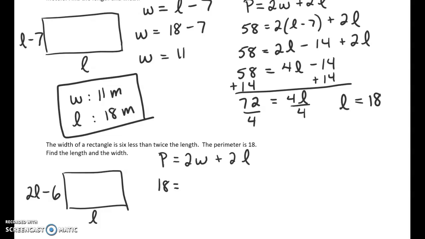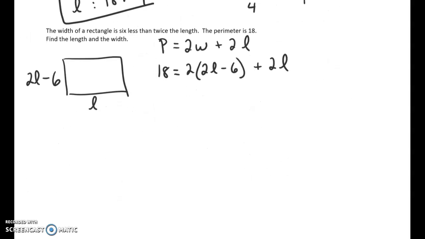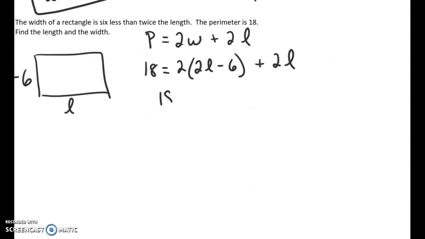18 for the perimeter. Twice the width, which is 2L minus 6. That's 6 less than twice the length. Okay, plus another 2L. And now we're going to distribute, and we'll be off to the races to solve this rectangle. 18 equals 4L minus 12 plus 2L. I hope I did that right. 18 equals 6L minus 12.